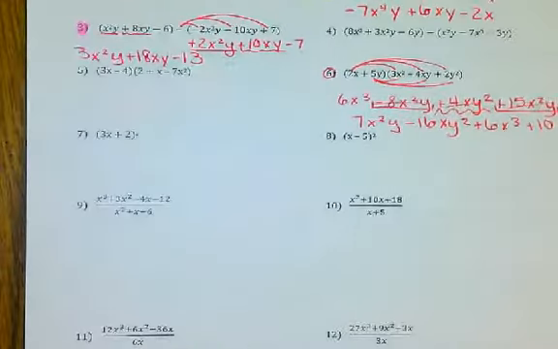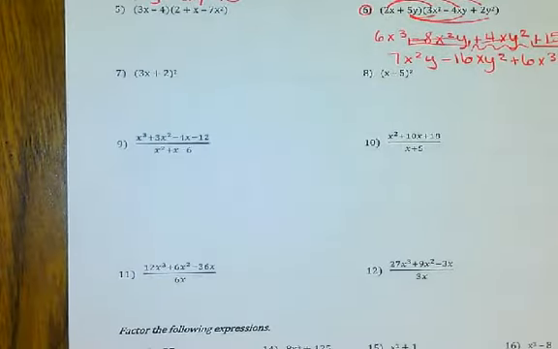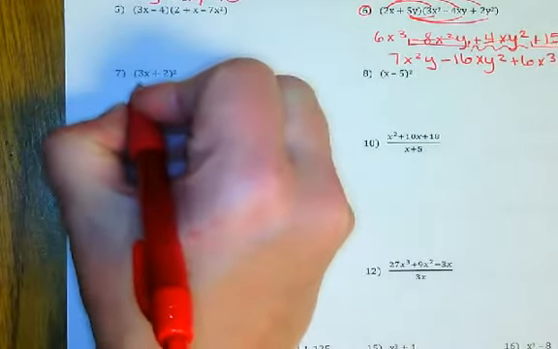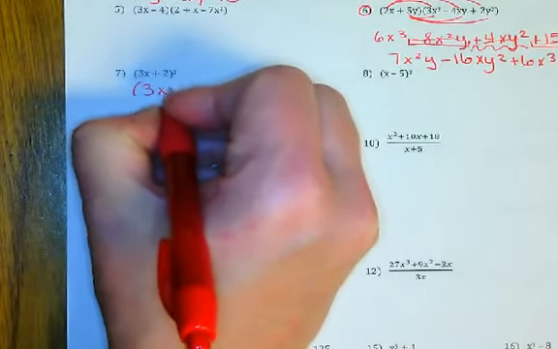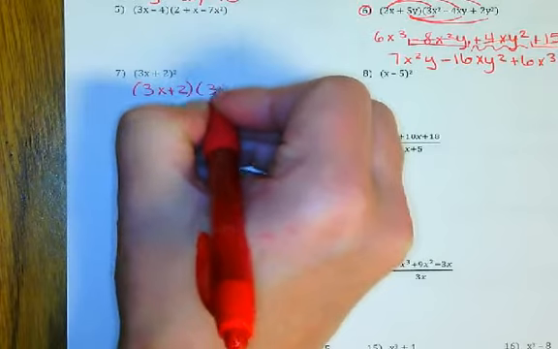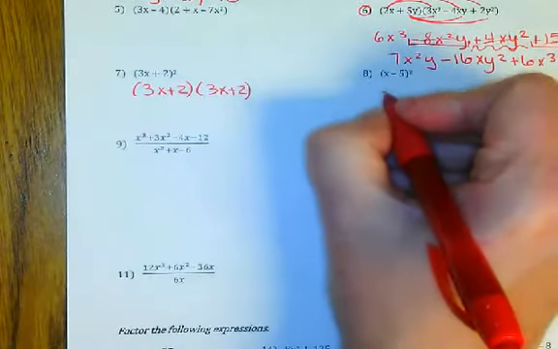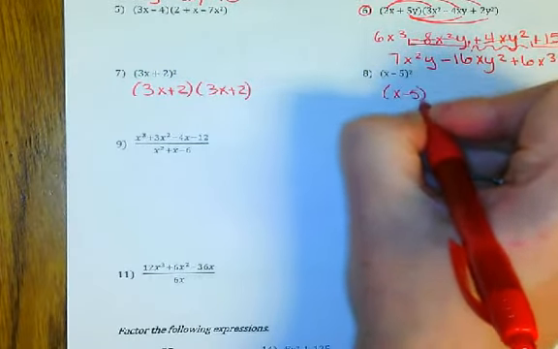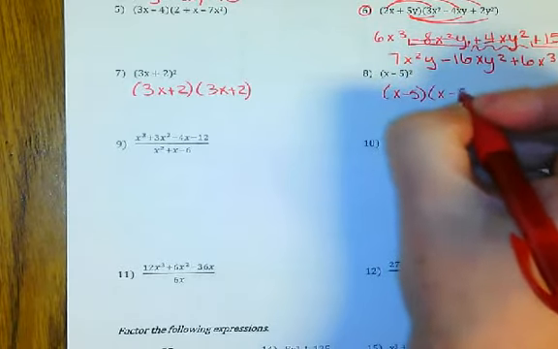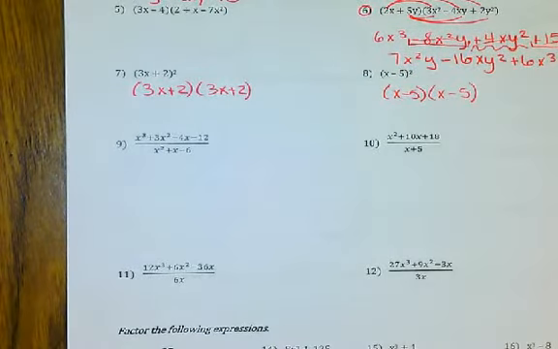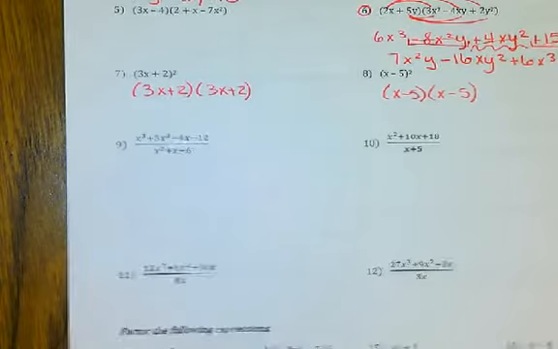Okay, dividing, or actually I'm sorry, 7 and 8, you're multiplying. I'm actually not going to do these. Just understand that you have to do 3x plus 2 times 3x plus 2. So you're doing FOIL. And again, over here, you are just doing FOIL. So just check the answer key on the website for the answers.